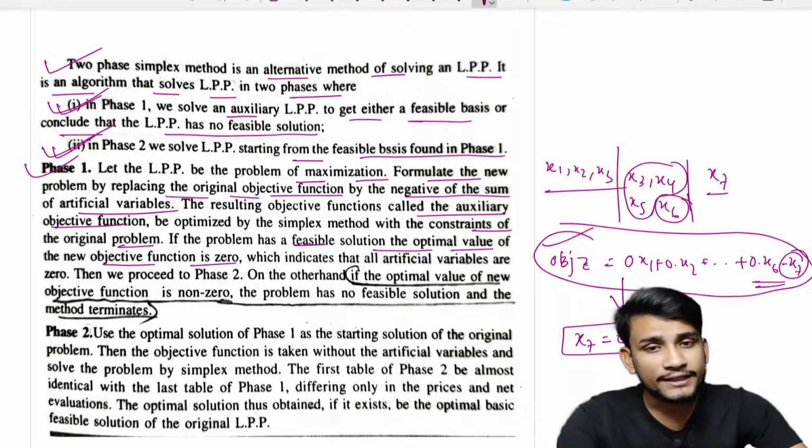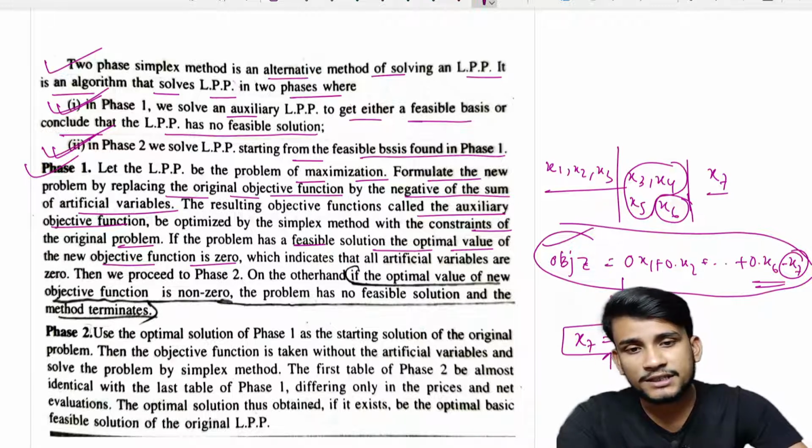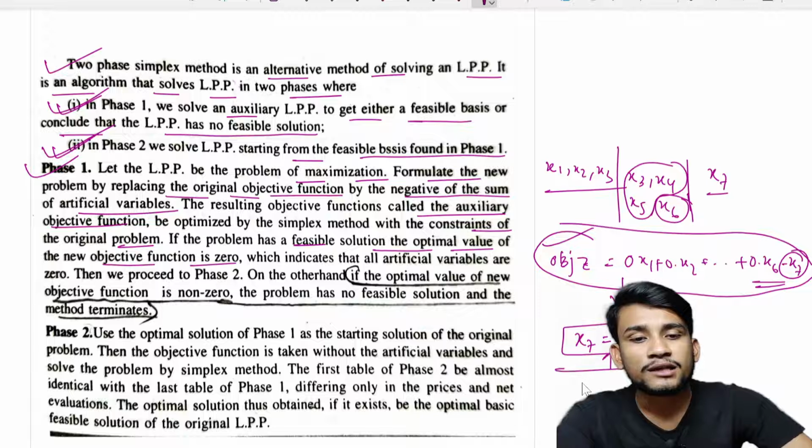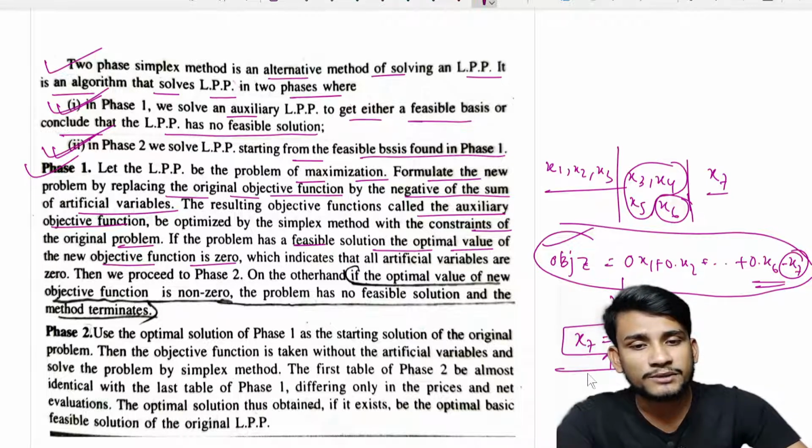In that case, we have the feasible solution. That means the artificial variable may or may not be present in the basis. If the artificial variables are present in the basis, then the cost corresponding to the artificial variable must be 0.